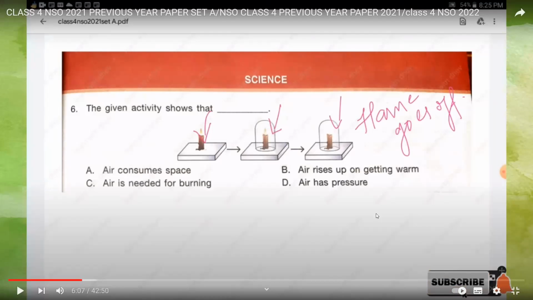Is it clear, beta? It's not clear? See, air is needed for burning. So whenever there is a vessel that is not allowing the air to go inside, then what happens? The candle is not burning anymore. It stops burning. From this, we can prove that air is needed for burning. Is it clear, beta? Yes, ma'am. Hence option C is the right answer.